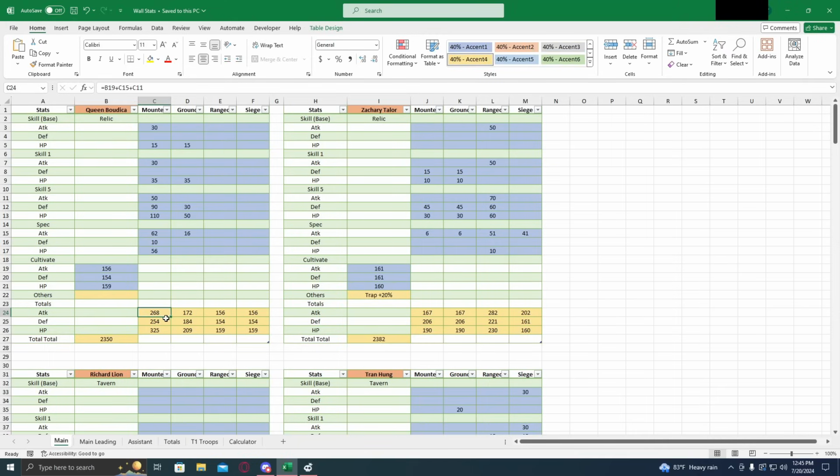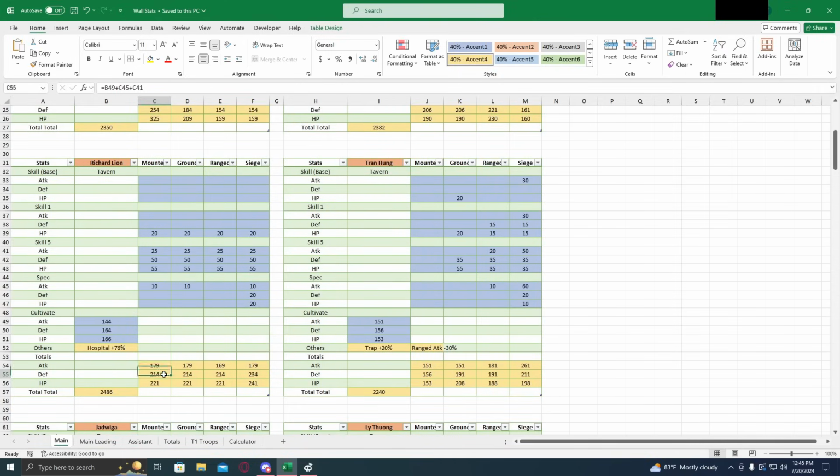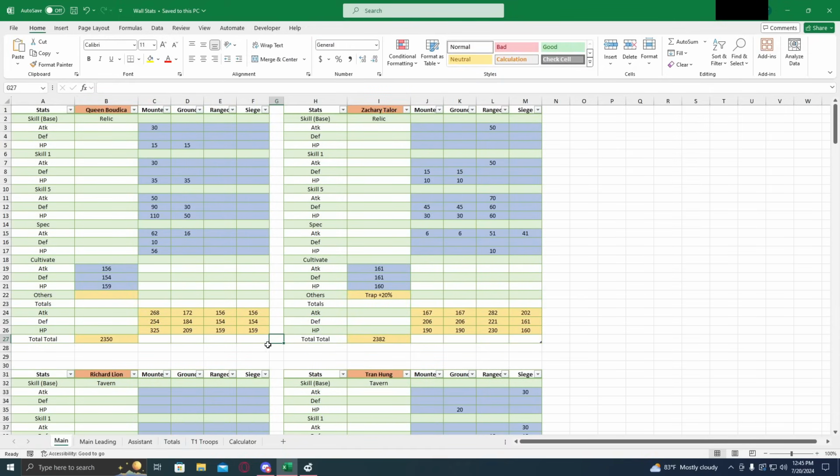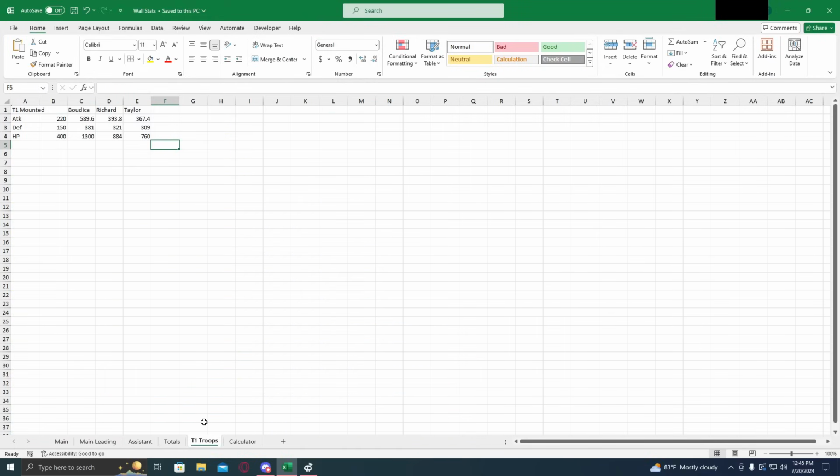We see she has 268% attack buff to mounted, 254% defense, and 325% HP to mounted. Looking at someone like Zachary Taylor, who I would recommend as a free general, these numbers are far lower. And then Richard the Lionheart, who I would also recommend as a free general, they're also much lower. So the thing that people are saying is that if you have a T1 trap, which uses a lot of T1 mounted, you want these buffs to buff your T1 mounted, so you want to use Boudica. However, that's not true, and I'll show you why.